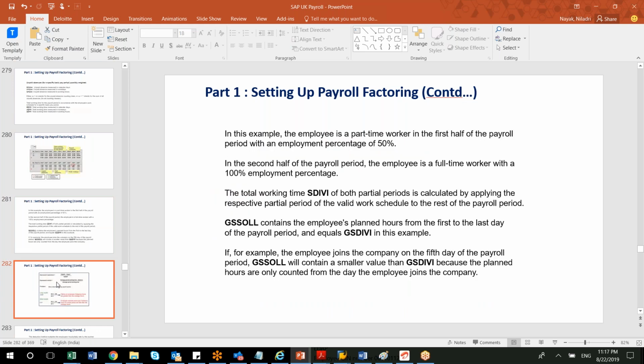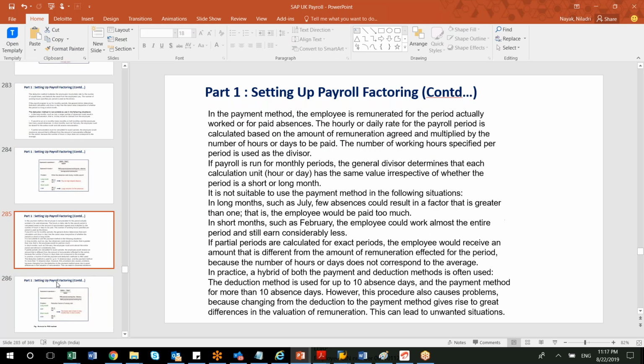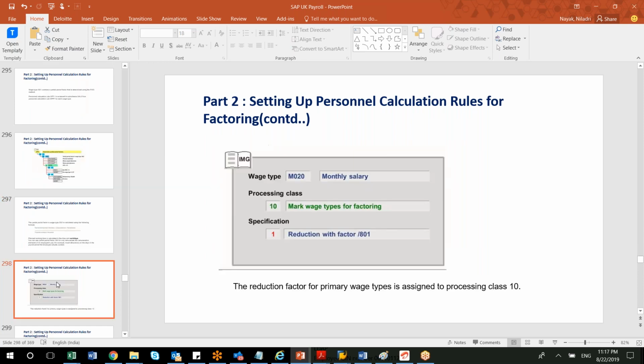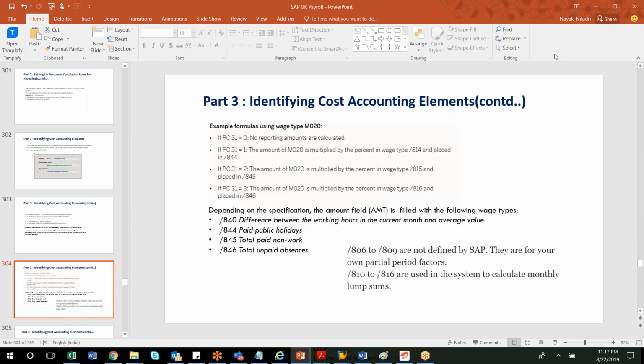So that is, where was the slide just I was going through? Let me check that slide. I think it was there in the part 3. Yeah, so basically slash 806 to 809, those are, actually they left it for customer. Okay, so if you wish to do any changes, you can use those. And slash 810 to slash 816, those are generated by SAP. And the remaining are actually not directly related to the period parameter. Those are generic standard secondary waste types.